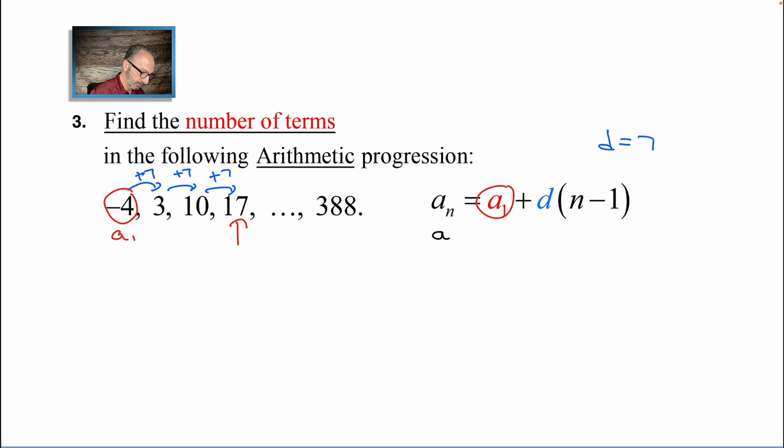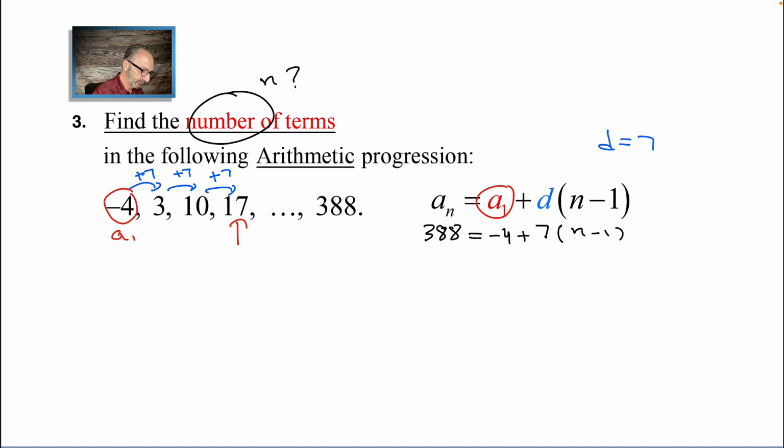Okay, now, A sub n equals A sub 1, which is -4, plus 7 for D times the number of terms, which is missing. So we're going to write n minus 1. And I could write also and save steps. Instead of A sub n, the last term for us is 388. Solve this and we're done finding n.